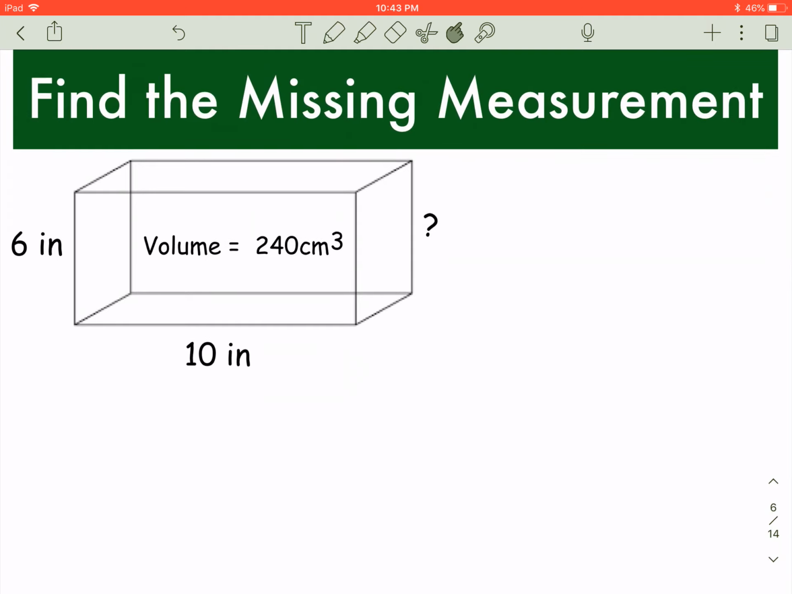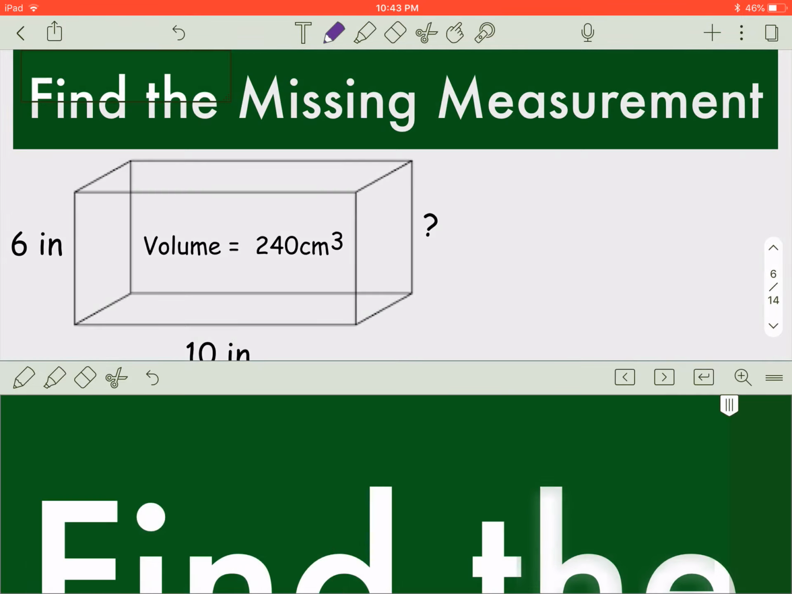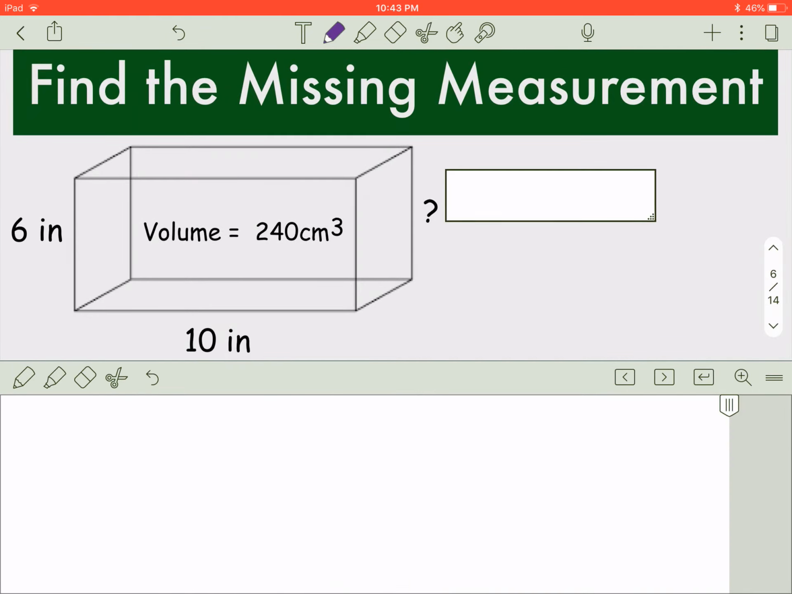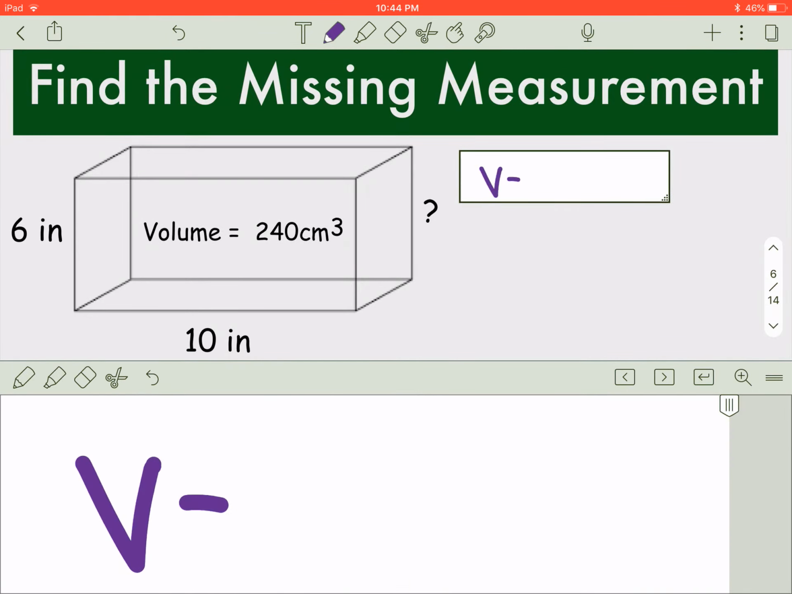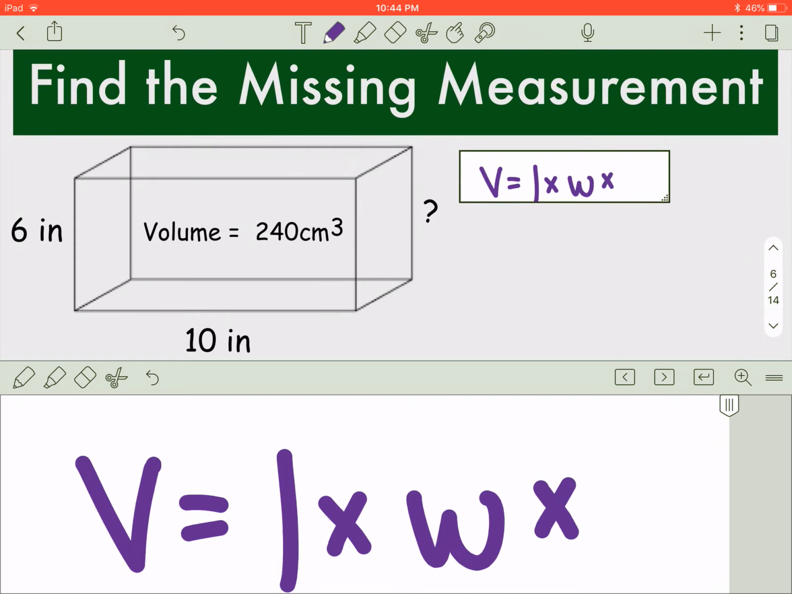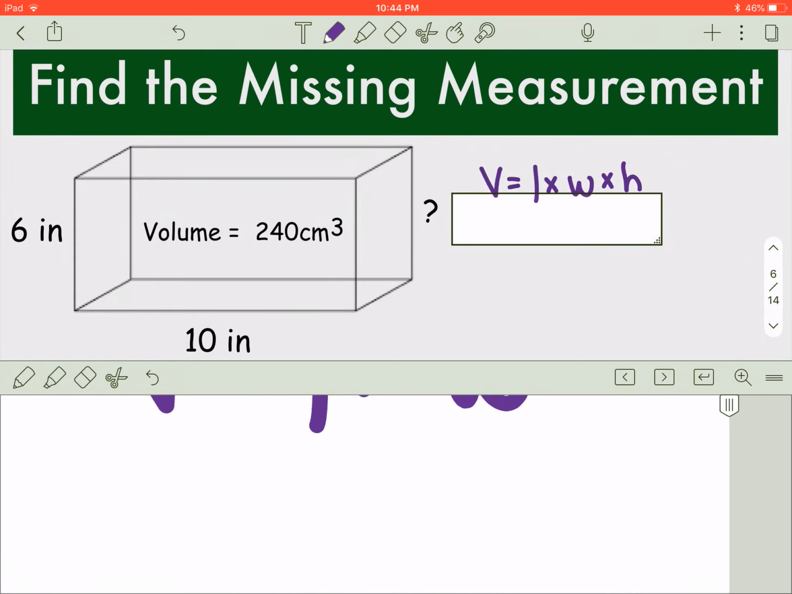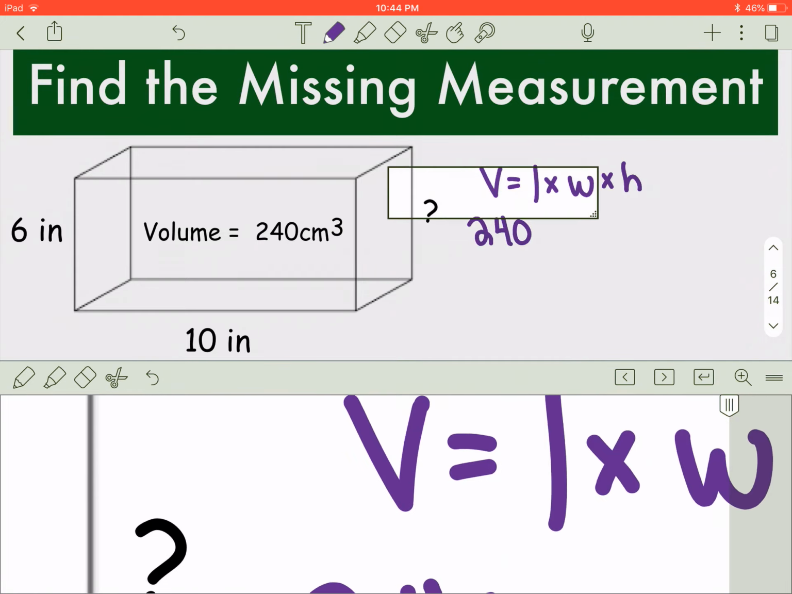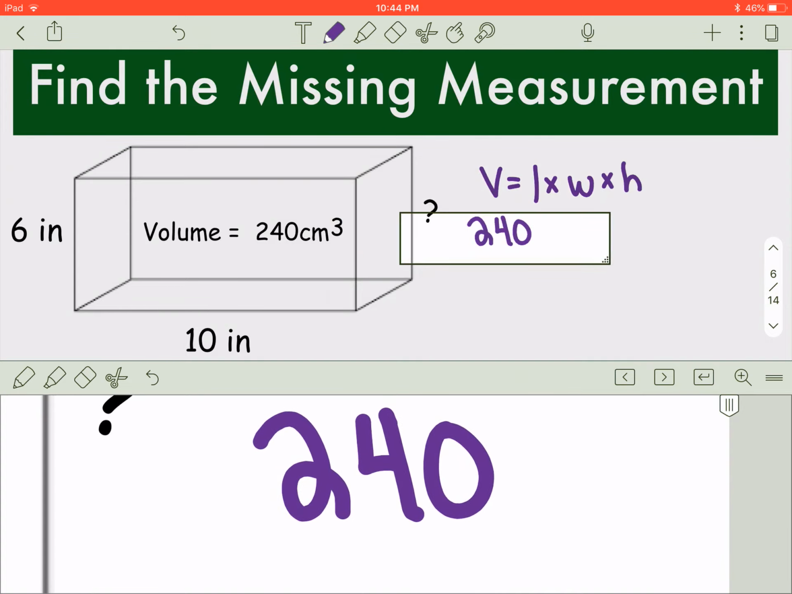This says find the missing measurement. And if you guys notice, I have the volume, and I have 2 measurements of my rectangular prism. I'm just missing the other side. So let's think about what our formula tells us. Our formula tells us that volume equals our length times our width times our height. We know our volume is 240 because it gives that to us in the problem.